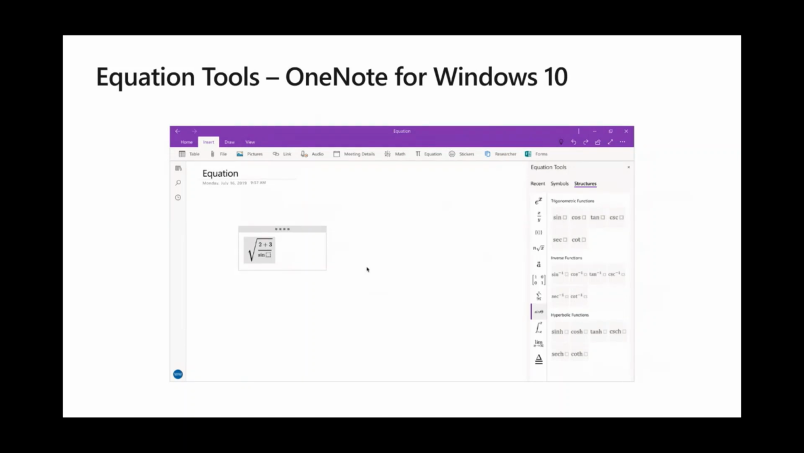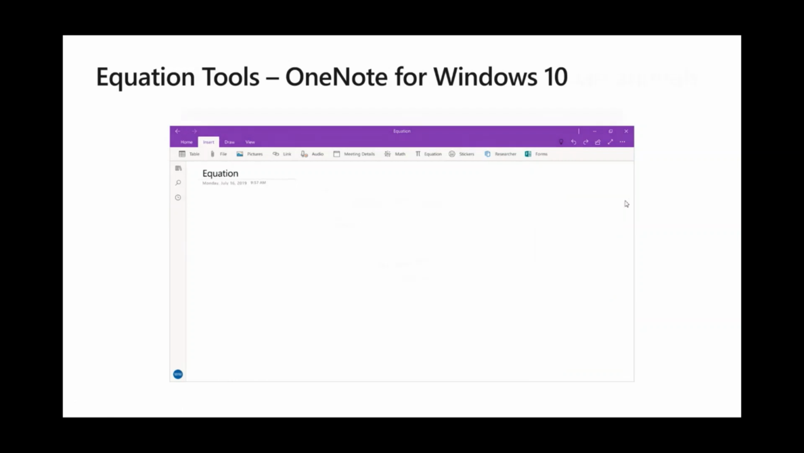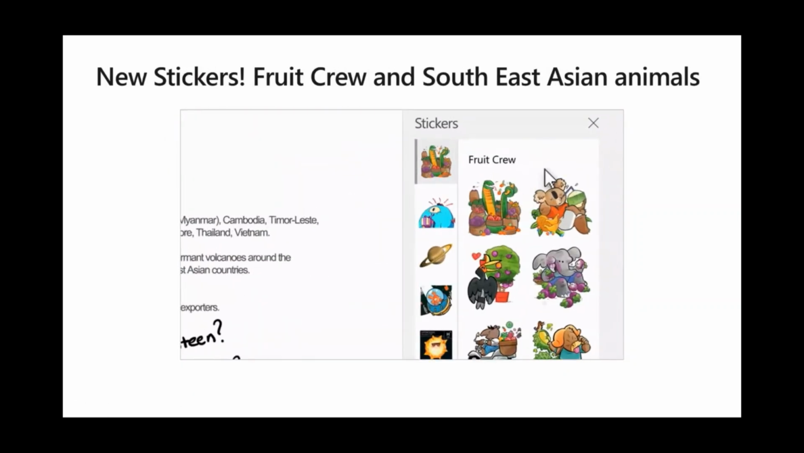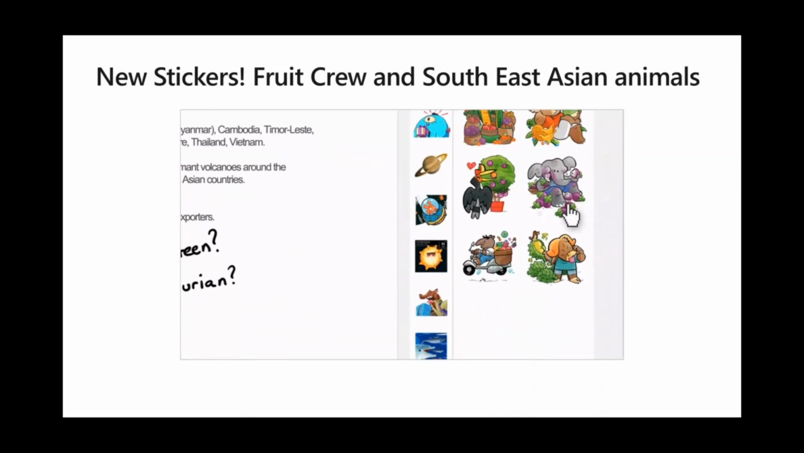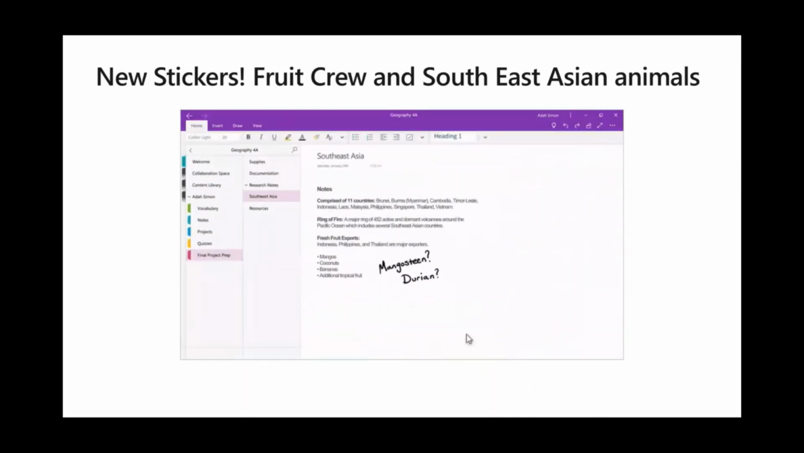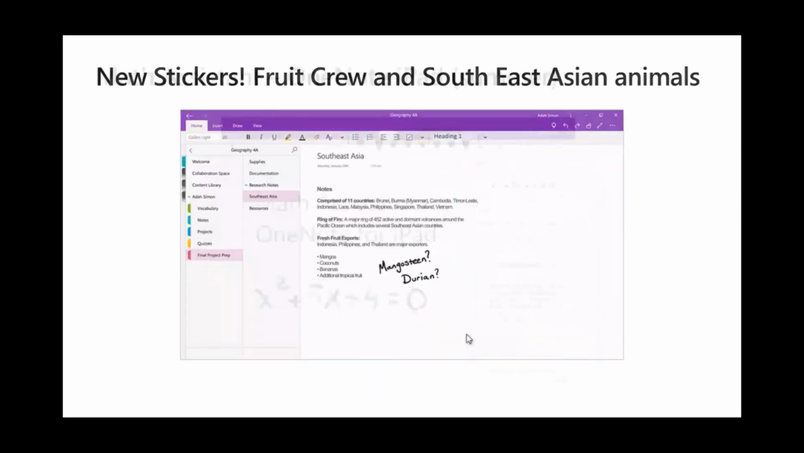We had rich equation tools in OneNote 2016. They're now added in OneNote for Windows 10. That is on the Insert tab, and there's an equation button right here you can see, and that's fully rolled out. We have some new stickers that we added, Southeast Asian animals and the Fruit Crew. That's just kind of fun, but it's nice to know that we're always adding new stickers out there, and those are available today already.